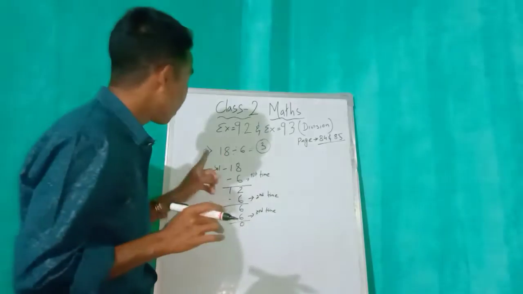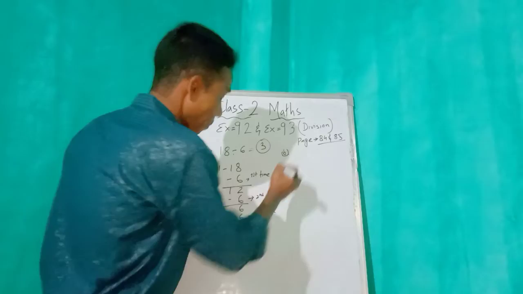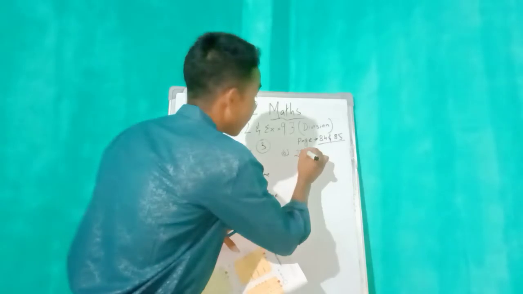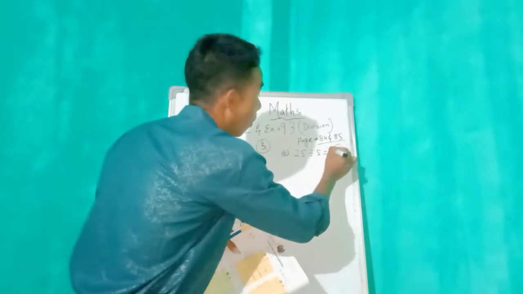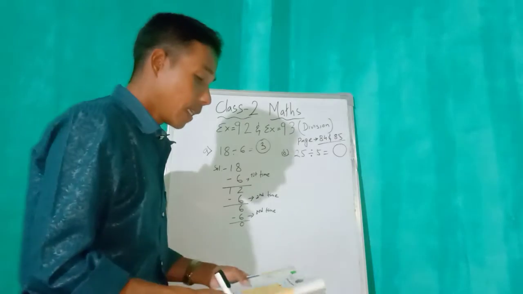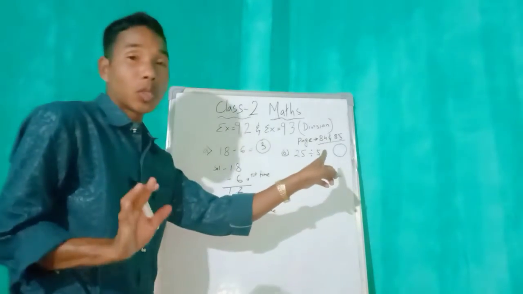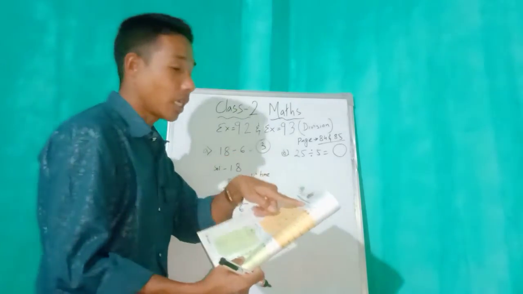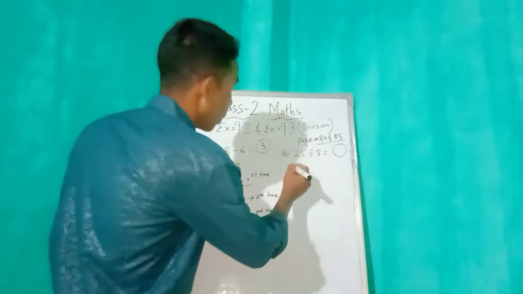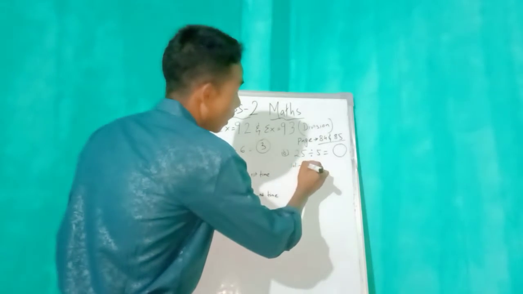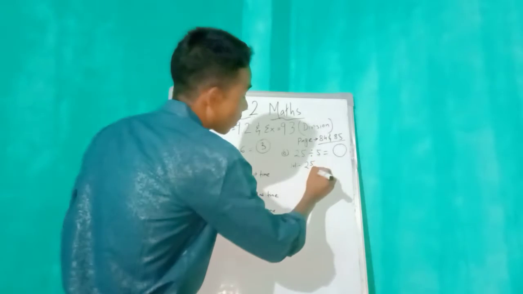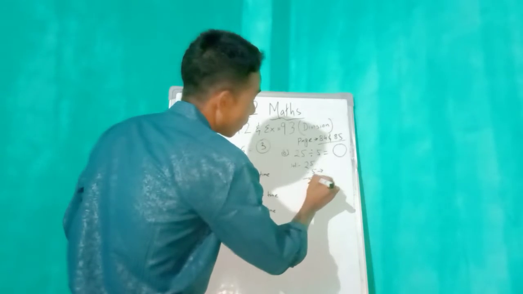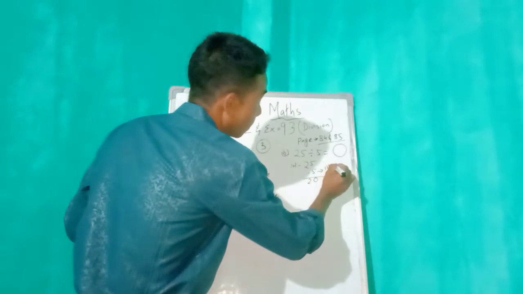Now I am going to show number B. Number B question we have is 25 divided by 5. We have to find how much it equals. We can do it directly also, but what is it telling here? We have to do it using repeated subtraction. That's why we are going to do like this. So now the solution. Suppose here 25. I'm going to subtract this 5 here. This is the first time.